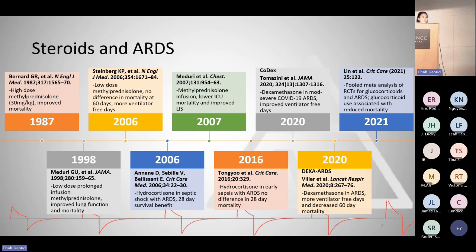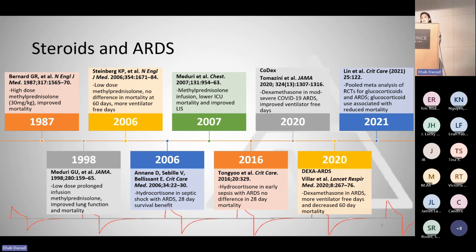So we have the CoDEX study by Tomazini and colleagues. That one looked at dexamethasone in COVID-19 patients with ARDS, and this showed improved ventilator-free days. Later on, the DEXA-ARDS study, put out by Villar and colleagues, looked at dexamethasone use in ARDS patients regardless of COVID-19 or not. That also showed improved mortality and decreased ventilator days as well. They came in, two people just came in. There was also a pooled meta-analysis showing that glucocorticoids were very beneficial in ARDS patients, and it reduced mortality overall.